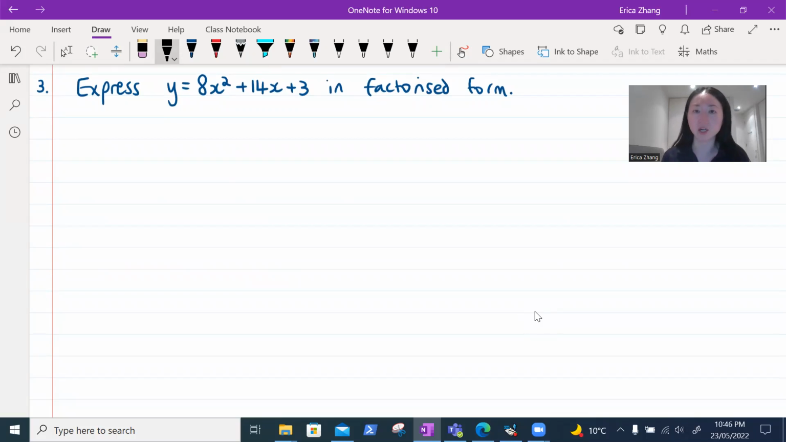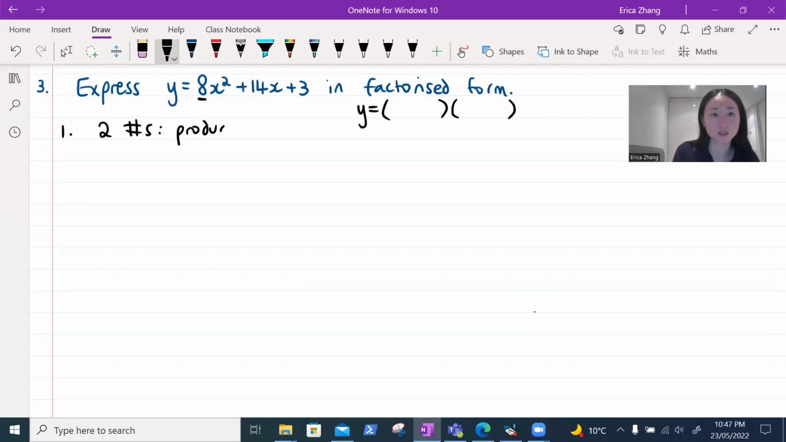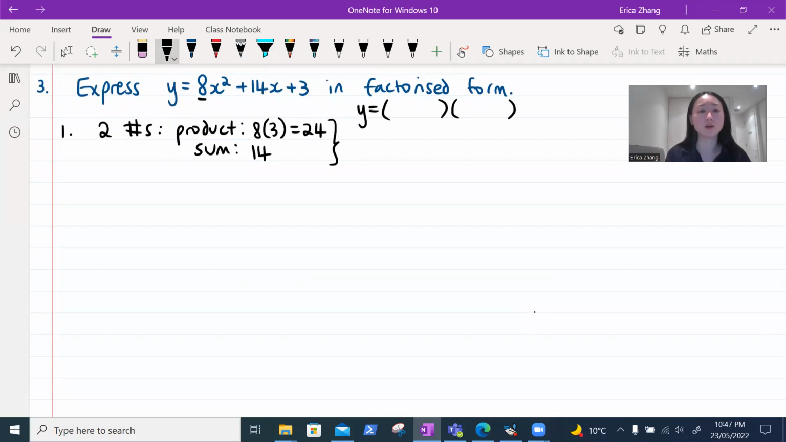Express this quadratic equation in factorized form. Factorized form, we already know, just means we want to write it as a product of linear factors, right? This makes it easy to identify the x-intercepts. So let's factorize this using the technique that we've been practicing, because again, this is a non-monic quadratic trinomial. So let's identify two numbers whose product is AC. So in this case, 8 times 3 is 24. And these two numbers must have a sum of B, which is the coefficient of x, and that's 14 in this case. Okay, so everything's positive here, so it's fairly straightforward. We realize that 2 and 12 satisfy these criteria.